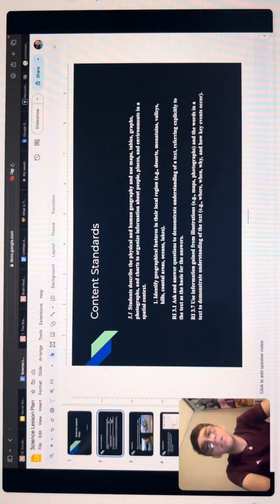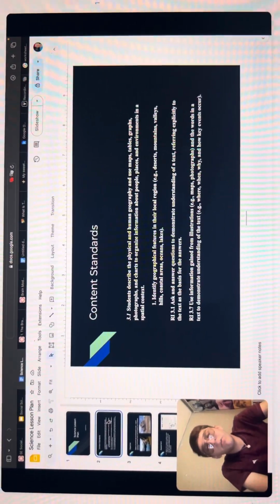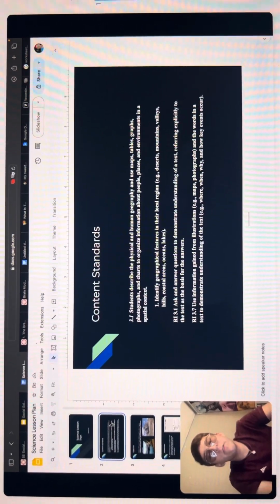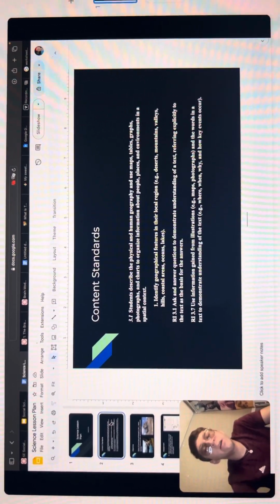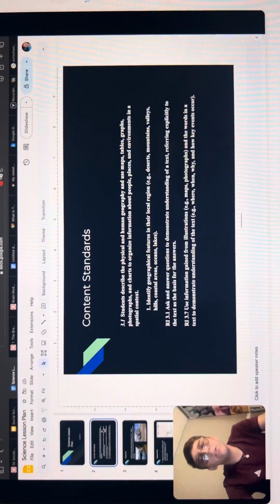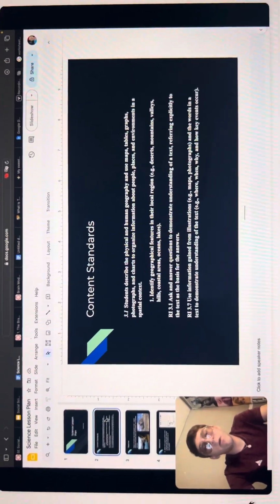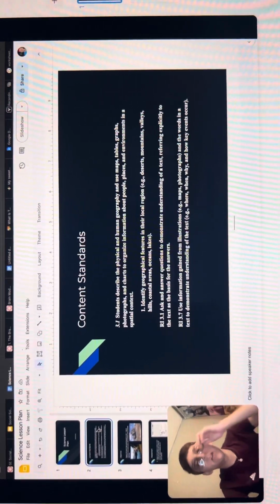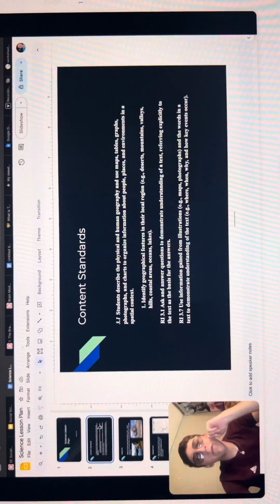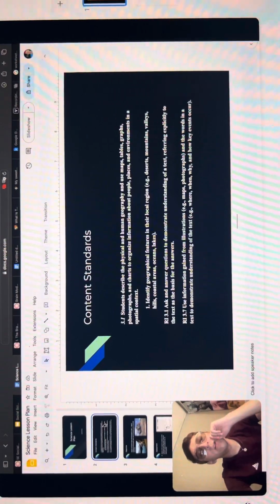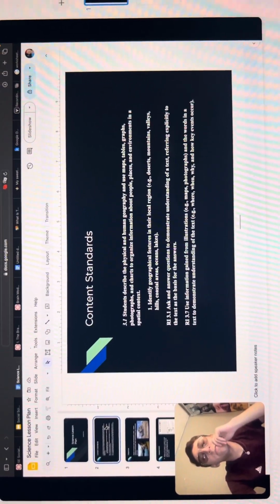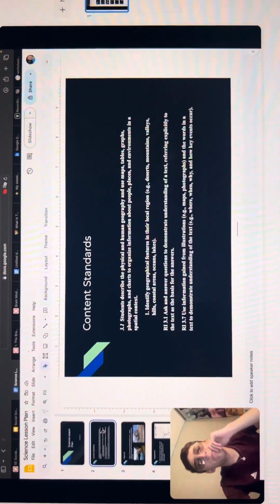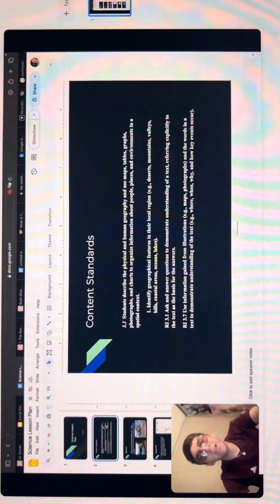So the content standard that I chose was 3.1. Students describe the physical and human geography and use maps, tables, graphs, photographs, and charts to organize information about people, places, and environments in a spatial context. Number one, identify geographical features in their local region. For example, deserts, mountains, valleys, hills, coastal areas, oceans, and lakes.